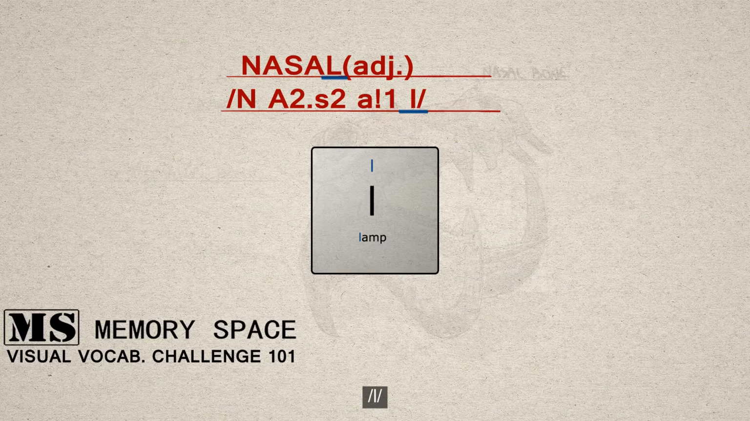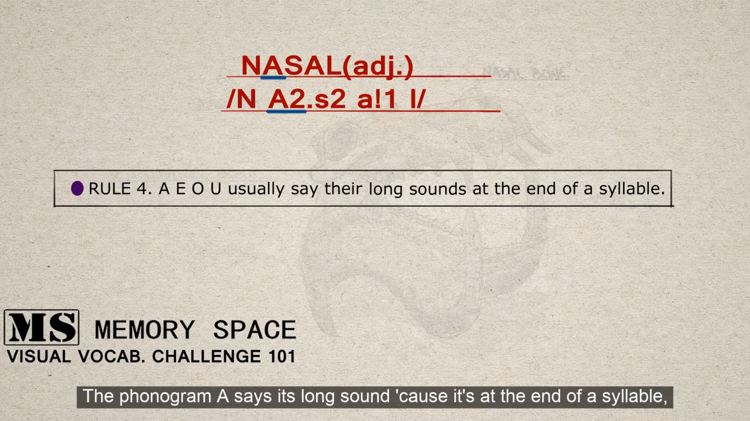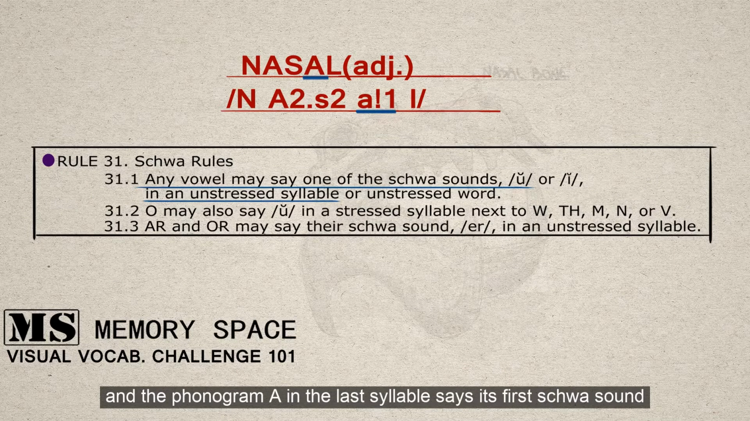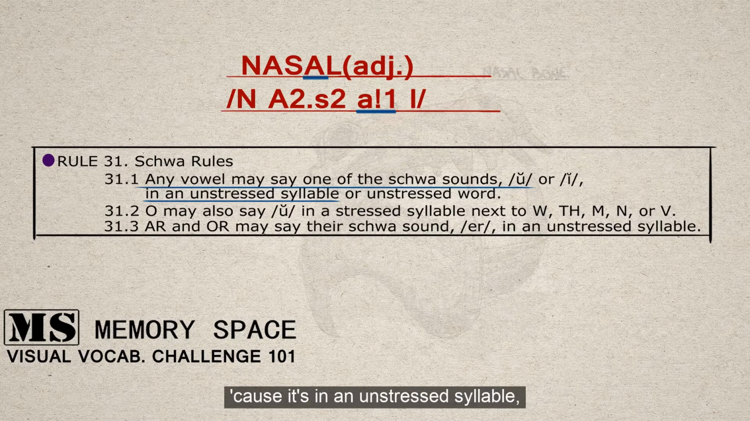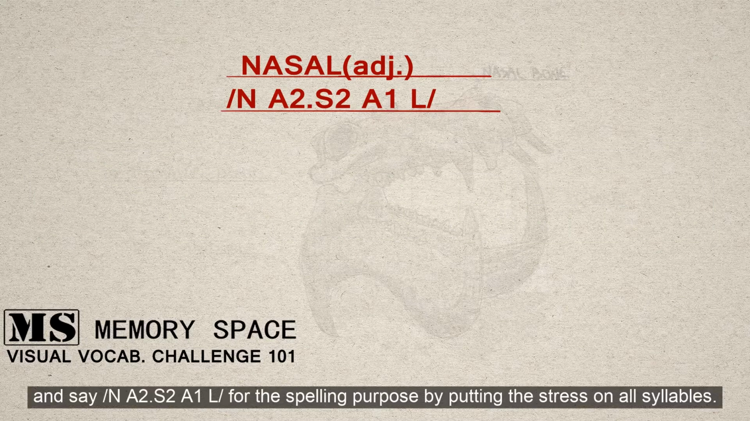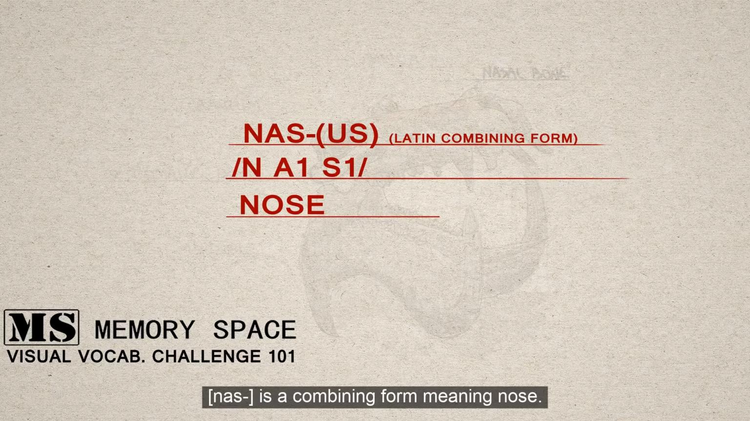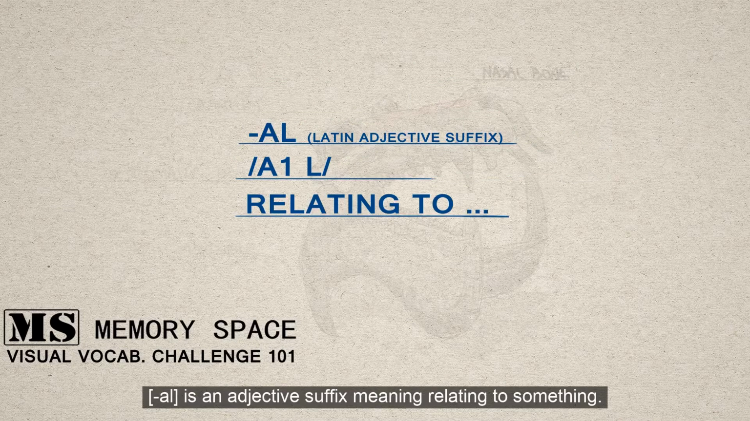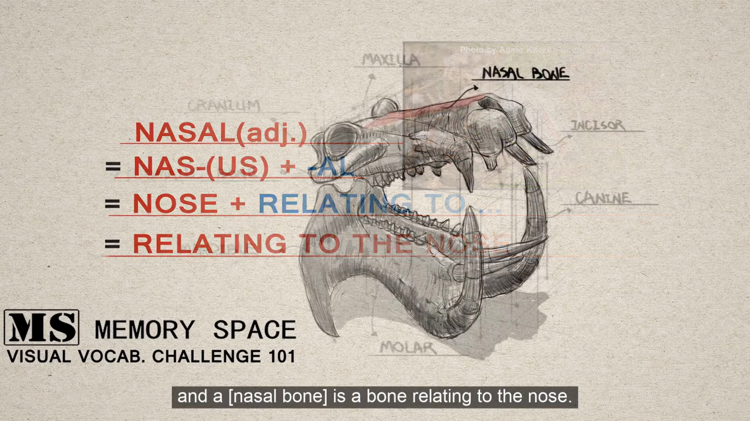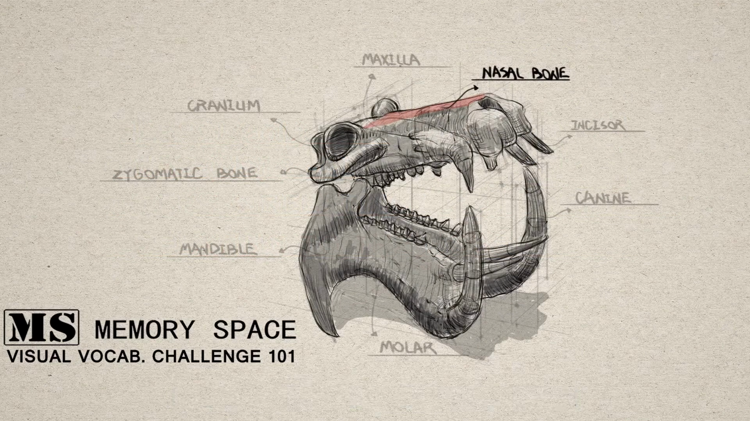The phonogram a says its long sound because it's at the end of a syllable. And the phonogram a in the last syllable says its first schwa sound because it's in an unstressed syllable. And we apply the set to spell method and say na-sal for spelling purpose by putting the stress on all syllables. Nas is a combining form meaning nose. Al is an adjective suffix meaning relating to something. So nasal means relating to the nose. And the nasal bone is a bone relating to the nose.